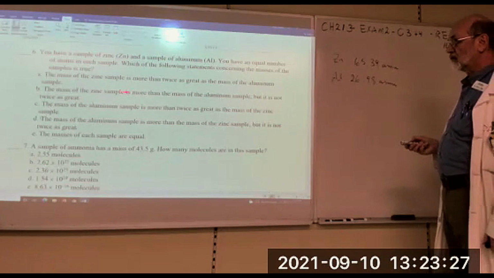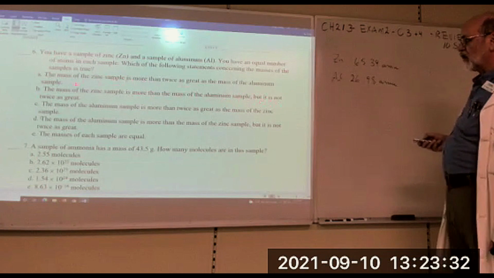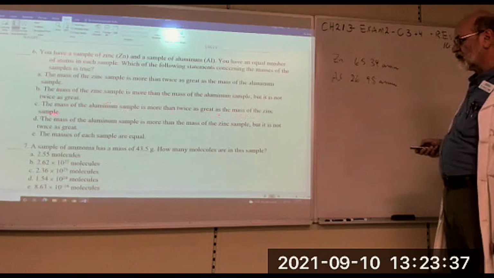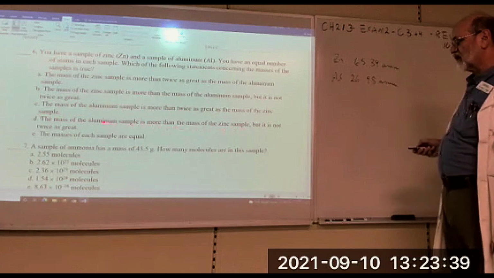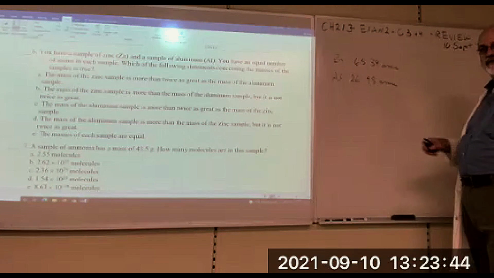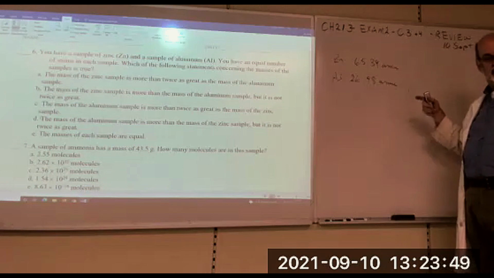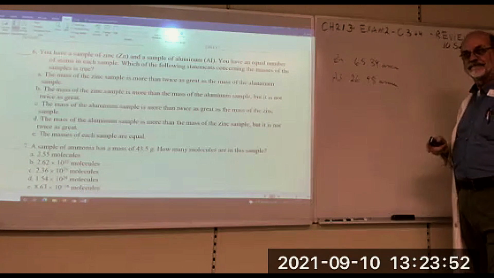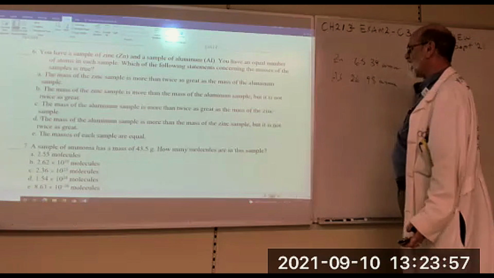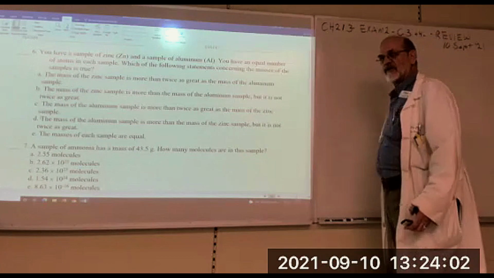So that was true. How about this one? Mass of the zinc sample is more than the mass of the aluminum sample, not quite twice. No, that's false. Mass of aluminum is more than twice as, no, that's wrong. Masses are equal, no. So the first one's the only one that works. It's between 2 and 3 times the mass zinc sample as the aluminum sample. So that's one you don't have to do the exact math unless you feel like it. You can answer the question with just estimation.